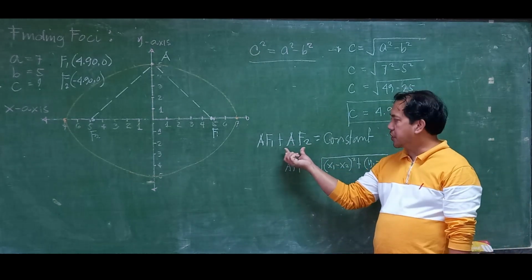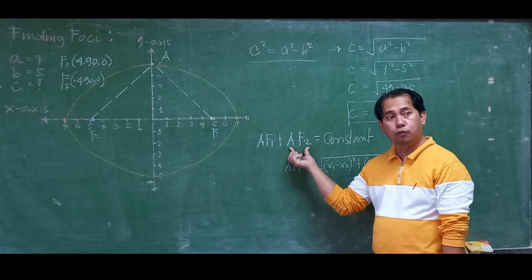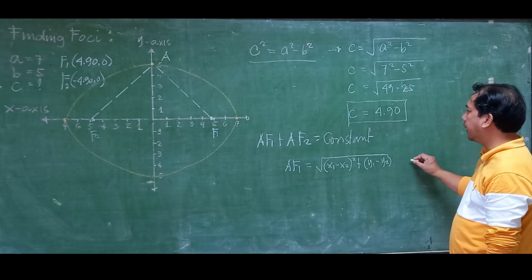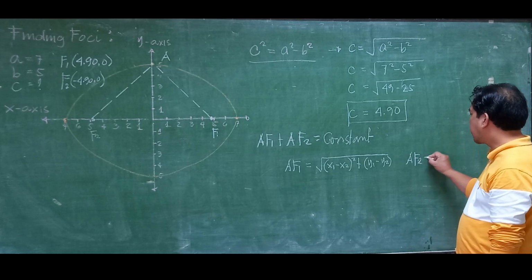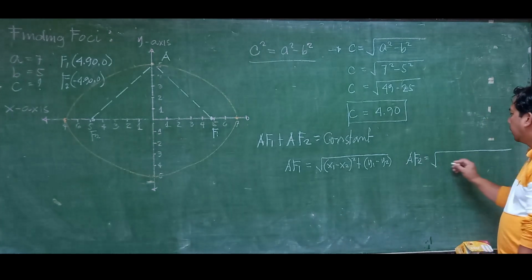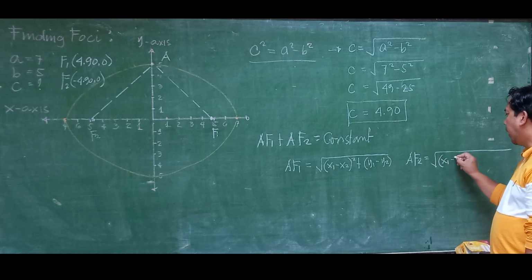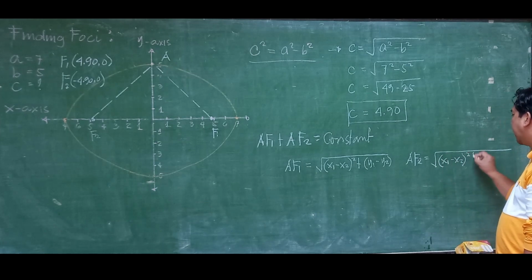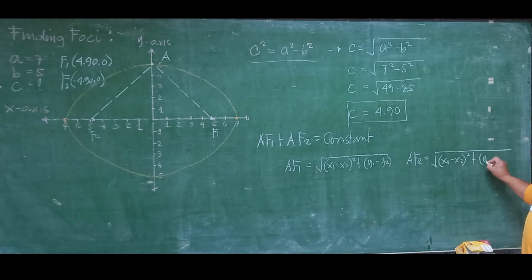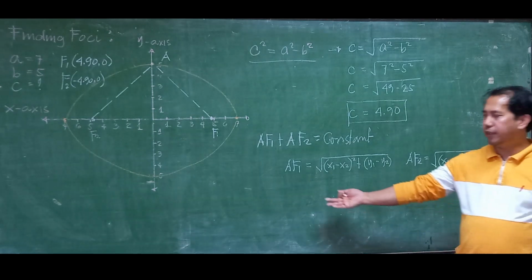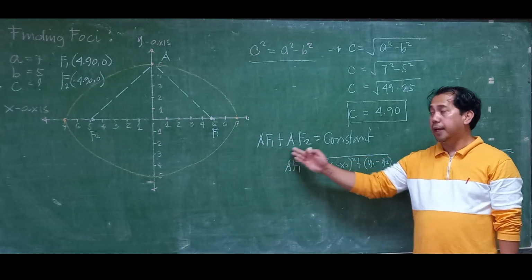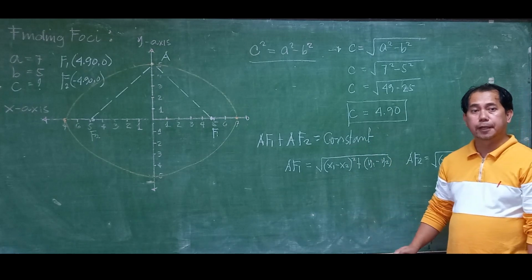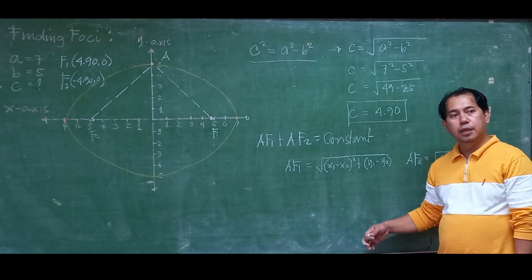Then we will get again the distance of point A to focus 2. That is the same as we apply. Point A to focus 2 is the square root of the quantity x sub 1 minus x sub 2 raised to the second power plus the quantity y sub 1 minus y sub 2 raised to the second power. Upon having the result of the two operations, that's the time we add them, and that must be the value of the constant.